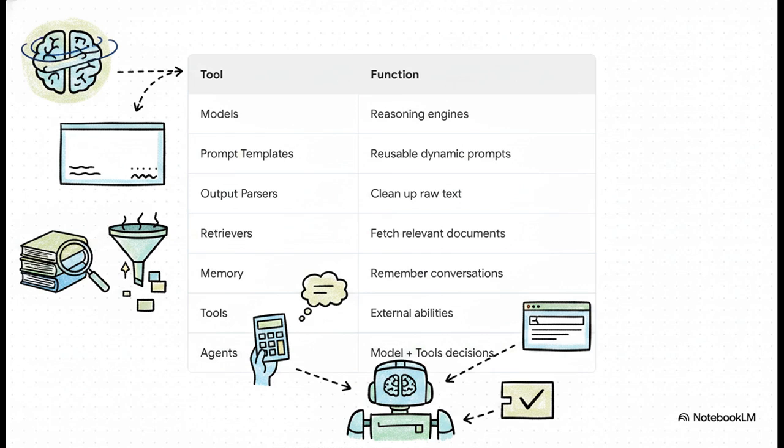Then we have tools. These literally give your AI hands to interact with the world, like handing it a calculator or the ability to search the web. And finally, agents. This is where it all comes together. An agent combines the reasoning power of the model with the external abilities of the tools, allowing the AI to autonomously decide what actions to take.